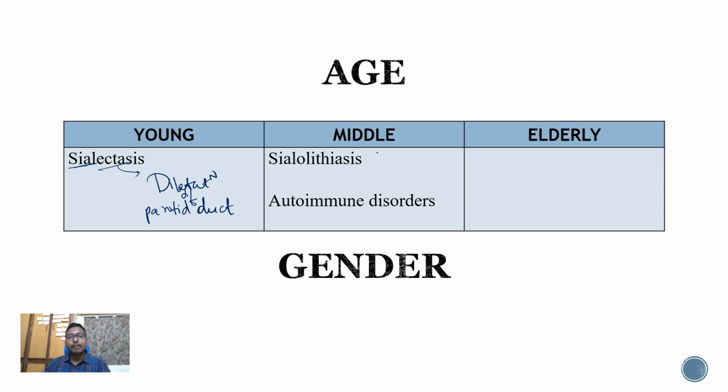Okay, and usually in middle age group of people, we will come across sialolithiasis, nothing but salivary calculi, or even autoimmune disorders. Middle age group is also common for benign conditions like pleomorphic adenoma, etc. Okay, and in the elderly, obviously malignancies are more common. Apart from the malignancies, we can also come across parotitis in elderly people who are also immunocompromised, etc. So one possibility is malignancy. Parotitis is also another possibility which can be seen in the elderly.